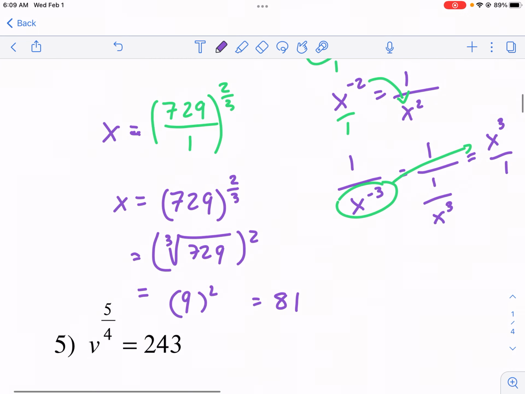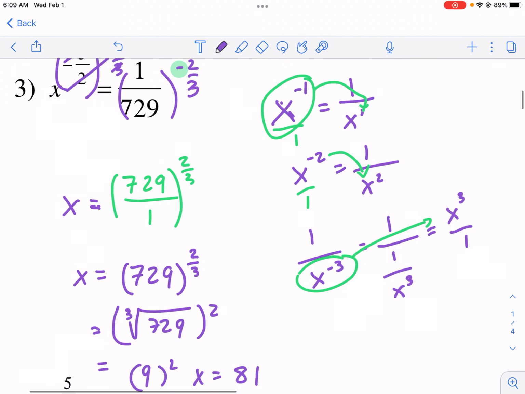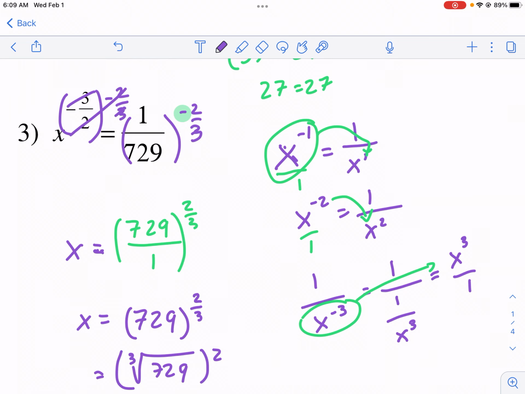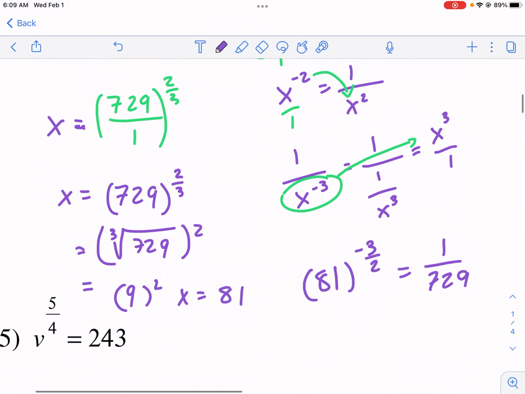Okay, so 81 is my value for x, and I need to check it. So I'm going to take 81 and raise it on my calculator to the negative 3 over 2. So 81 to the negative 3 over 2 power, is that equal to 1 over 729? I might need to convert 1 over 729 into a decimal. So I'm just going to go 1.5 here. I called that negative 1.5.